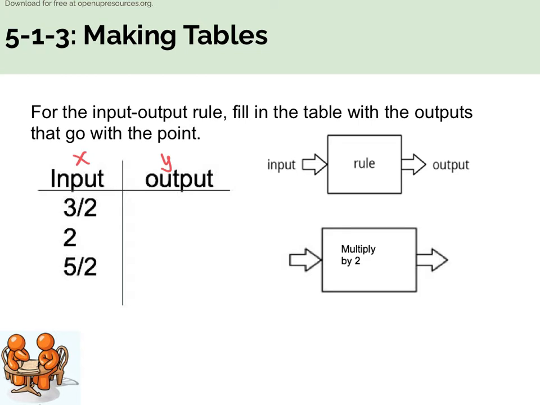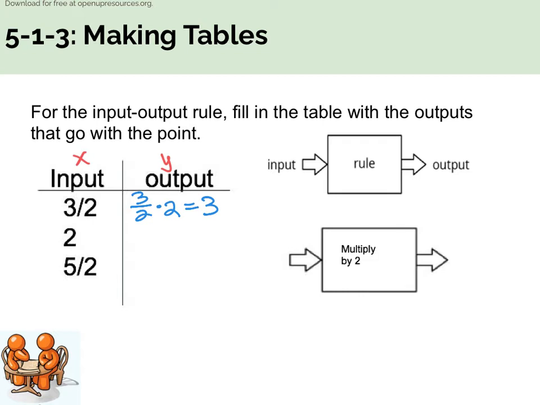So if we do 3 over 2, we're going to multiply that by 2. Grab your calculator, do it with us. We're going to say 3 over 2 times 2, and our answer is going to be 3. So then our output would be 3.